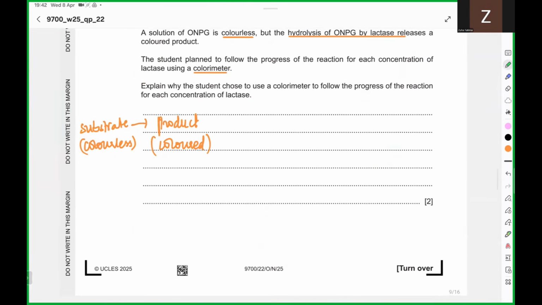The student planned to follow the progress of the reaction for each concentration of lactase using a colorimeter. Explain why the student chose to use a colorimeter to follow the progress of the reaction for each concentration of lactase. So हमारे पास exact quantitative values आती हैं कलरीमीटर की रीडिंग पर, और अगर हम कलर चेंज को अपनी आईज के थ्रू डिटरमिन करेंगे तो चांसेस हैं कि हमारे पास एरर ज्यादा हो. अगर हम एक कलरीमीटर यूज करेंगे सो दैट वुड एलिमिनेट एनी ह्यूमन आई एरर, तो हमारे पास ज्यादा एक्यूरेट रिजल्ट्स आएंगे व्हाइल यूजिंग अ कलरीमीटर.